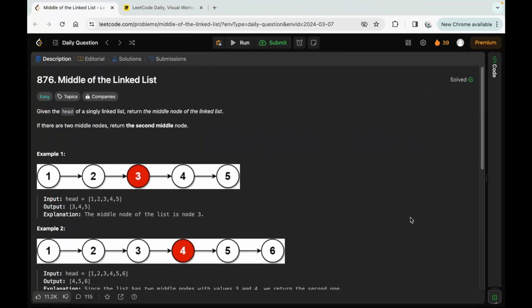Hi everyone, let's solve today's daily challenge, that is middle of the linked list. So in this question, we are simply given a head of a singly linked list and we need to return the middle node of this linked list. And if there are two middle nodes, return the second middle node, right? So the question is very straightforward.